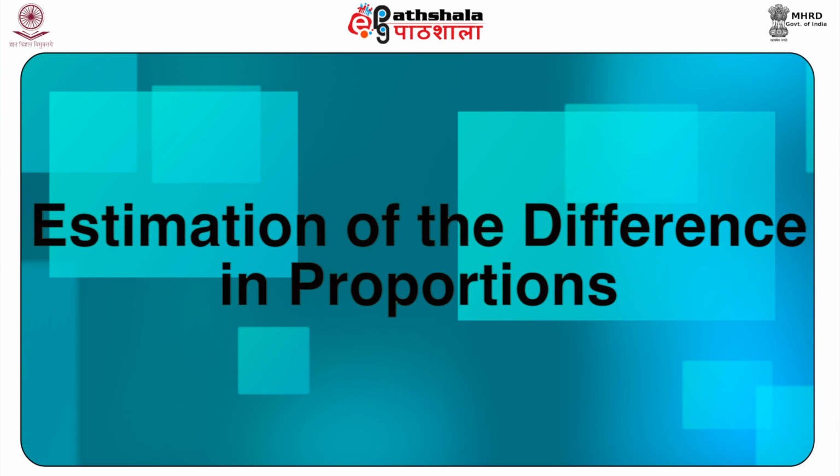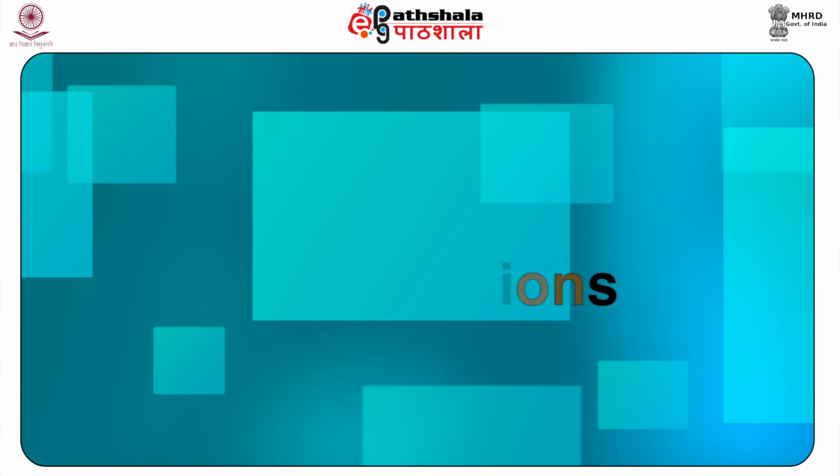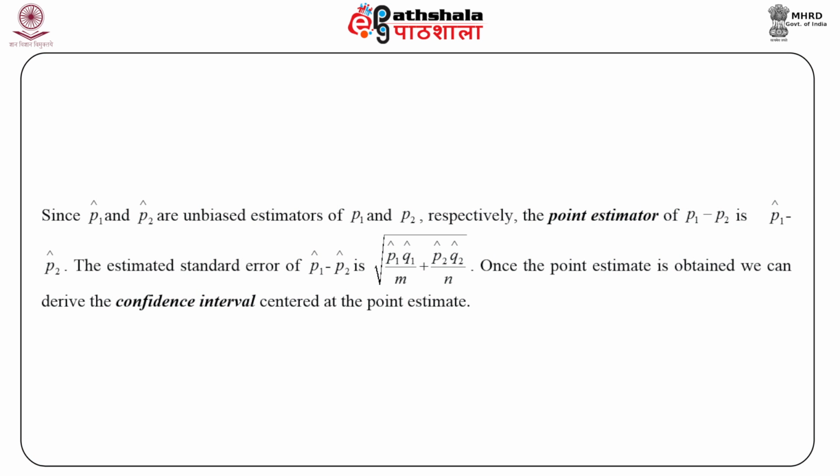Let us now find out the estimation of the difference in proportions. Since P1 hat and P2 hat are unbiased estimators of P1 and P2 respectively, the point estimator of P1 minus P2 is P1 hat minus P2 hat. The estimated standard error of P1 hat minus P2 hat is denoted as under root of P1 hat Q1 hat divided by m plus P2 hat Q2 hat divided by n. Once the point estimate is obtained, we can derive the confidence interval centered at that point estimate.